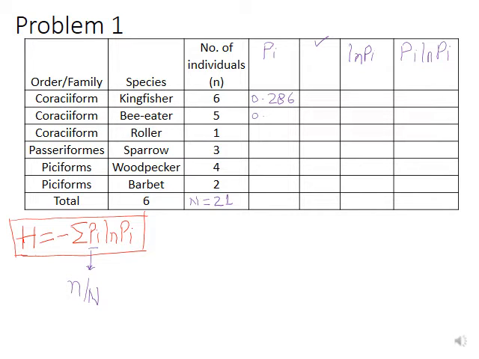Next it is 0.238, zero point zero four eight, 0.143, 0.19, 0.095.